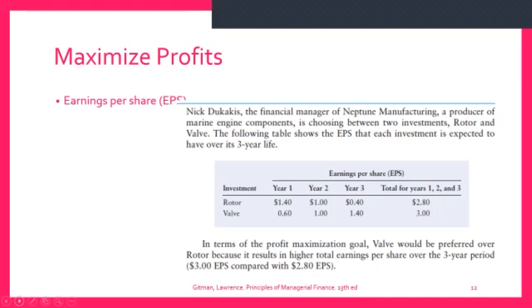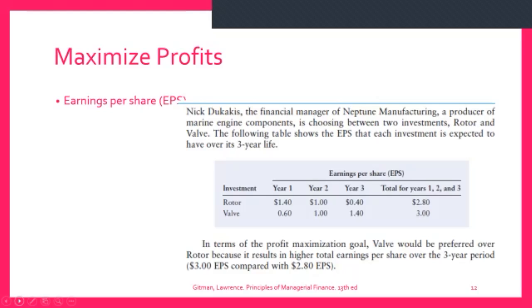Nick Dukakis, a financial manager of Neptune Manufacturing, a producer of marine engine components, is choosing between two investments. There's Roto and there's Valve. The following table shows the earnings per share that each investment is expected to have over its 3-year life. Now look at it. Roto investment: in year one, the earnings per share is $1.40 you're going to get from purchasing this, $1 in year two, 40 cents in year three. Total value in 3 years, $2.80.